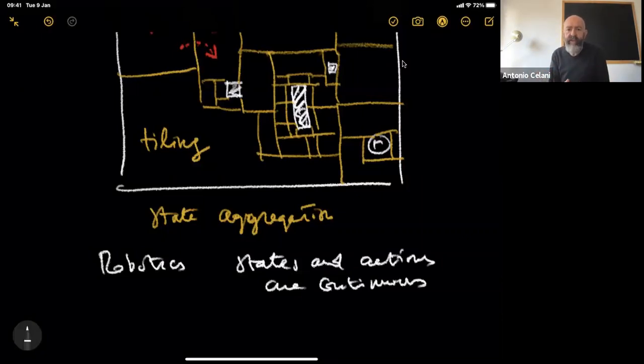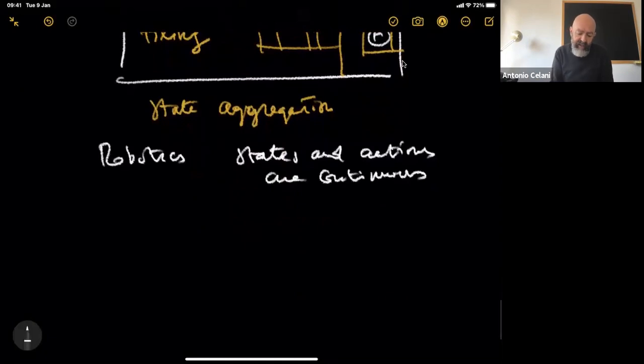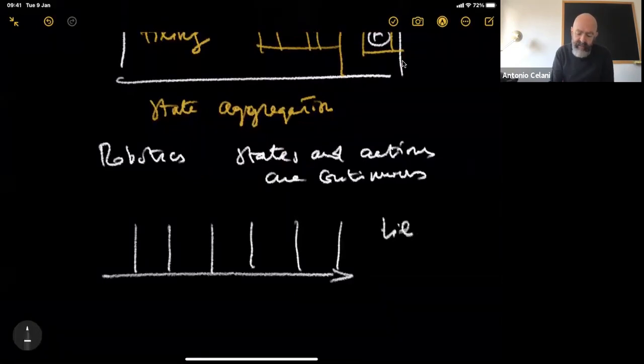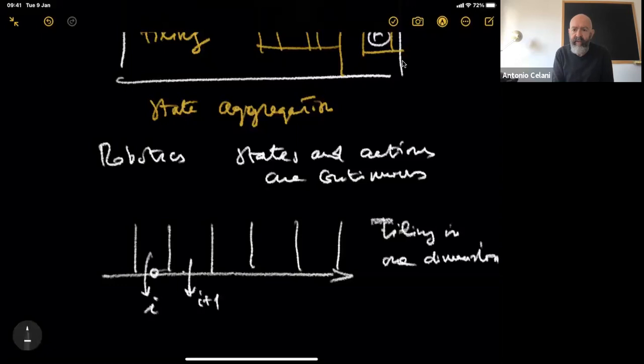And maybe you don't want to do things as crude as tiling, but you want to do something smarter. For instance, suppose you have a motion along a line, and rather than partitioning your space into blocks, so this would be tiling in one dimension. So what does it mean? It means that when your robot is here, you say that it belongs to superstate I. When it crosses this boundary, you say it belongs to superstate I plus one, and so on and so forth. Where in fact, the actual state is a continuous variable, the horizontal position.